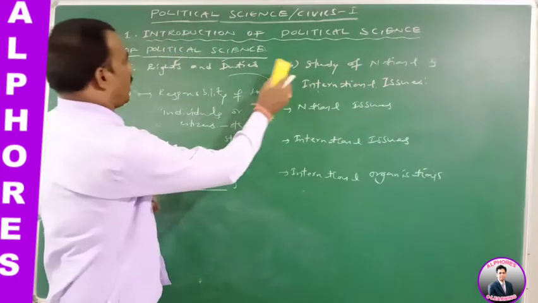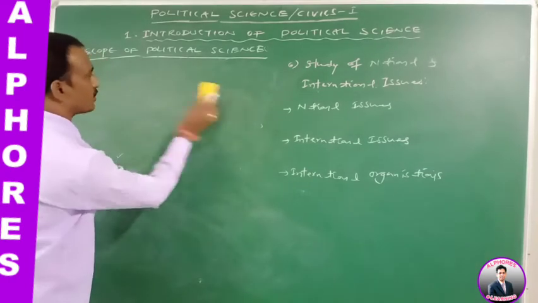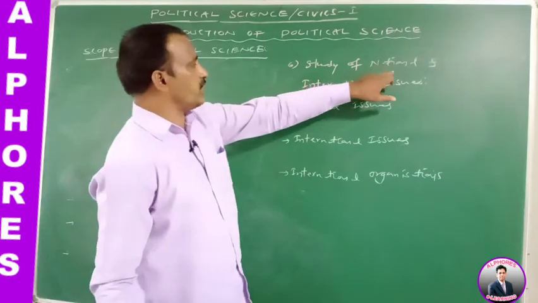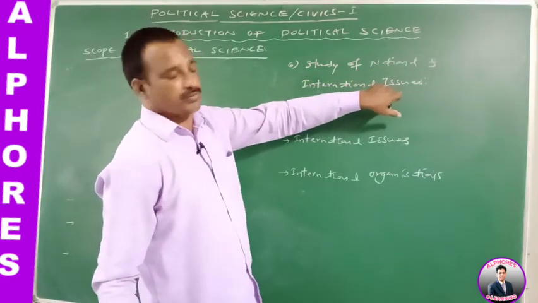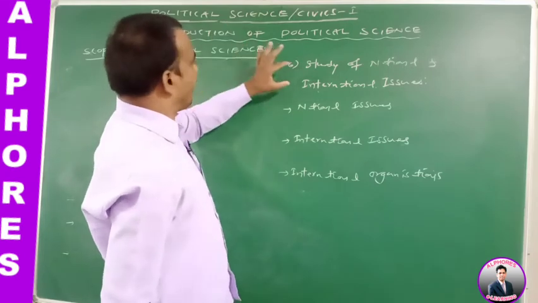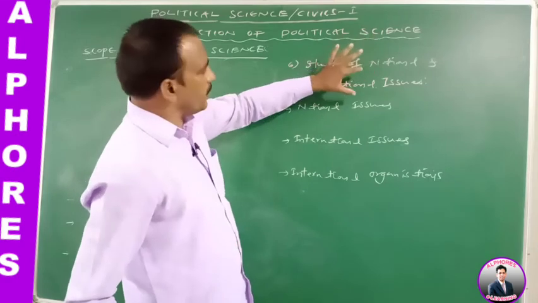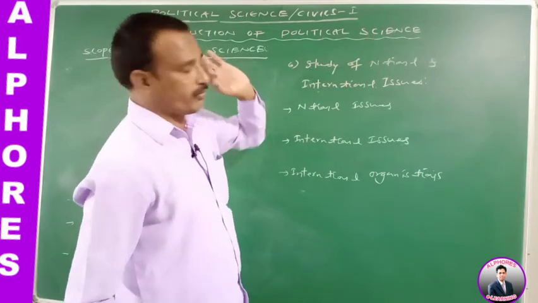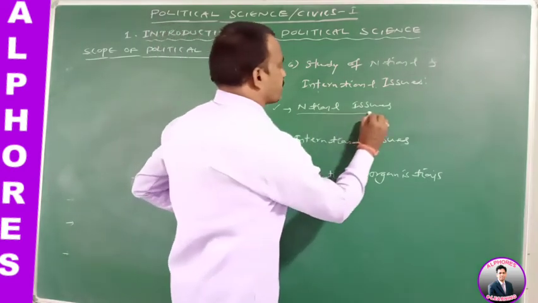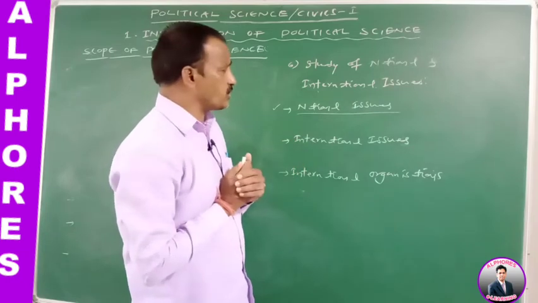Then I am going to explain the study of national and international issues. As part of scope, the political science explains the various issues which are related to nations and international. First, it explains about various types of national issues. What are the important national issues?